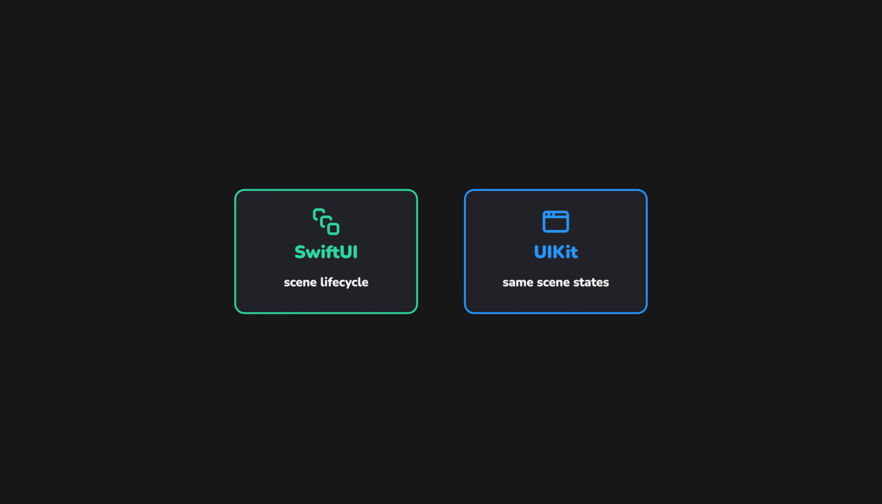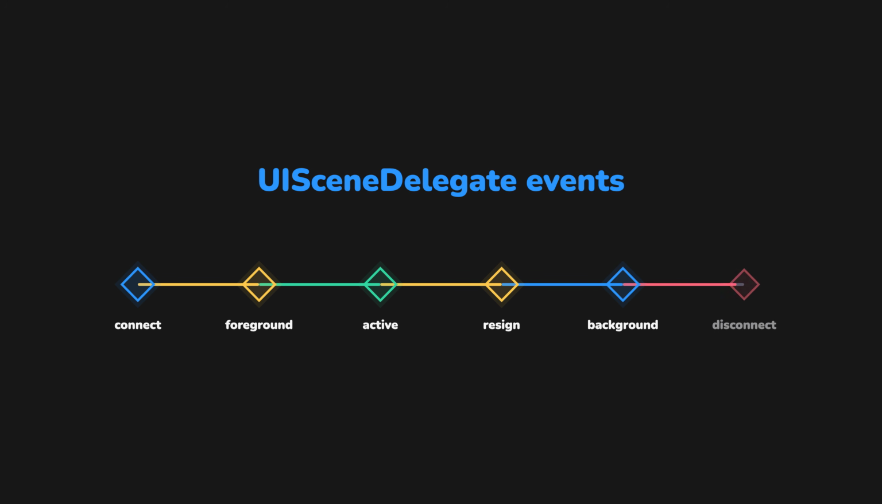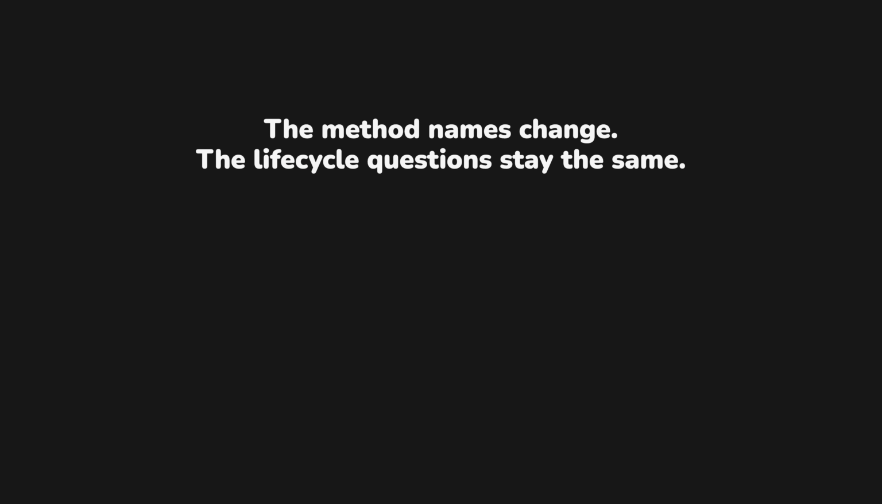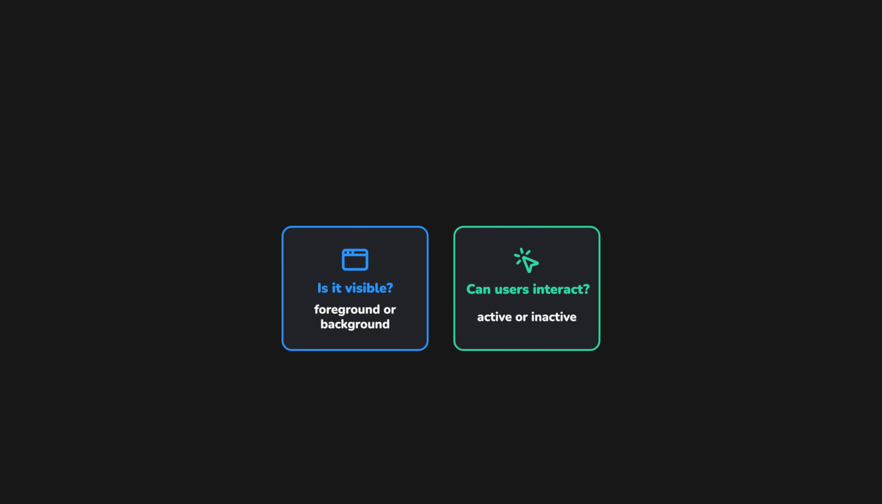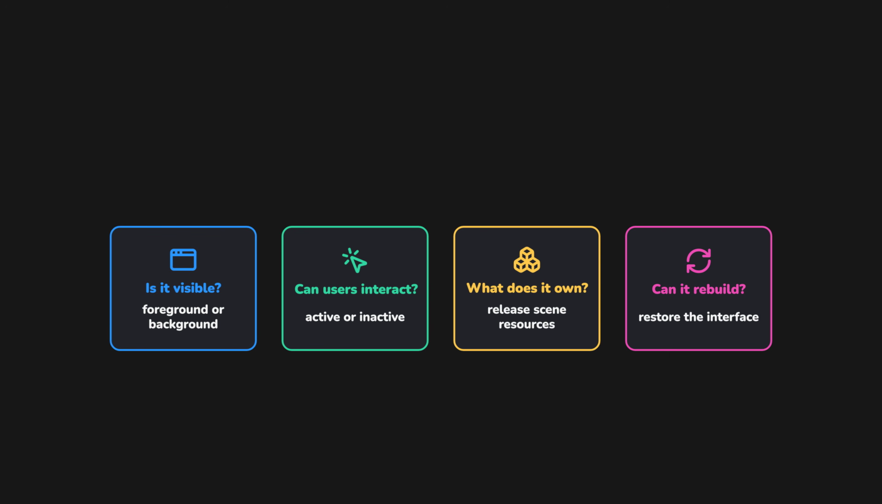Even if you're using UIKit instead of the SwiftUI app lifecycle, the same model still applies. A SceneDelegate receives events as its scene connects, enters the foreground, becomes active, resigns active, enters the background, and disconnects. The method names are different, but the underlying question remains the same. Is this scene visible? Is it interactive? And what resources belong to it? And, of course, can its interface be rebuilt?